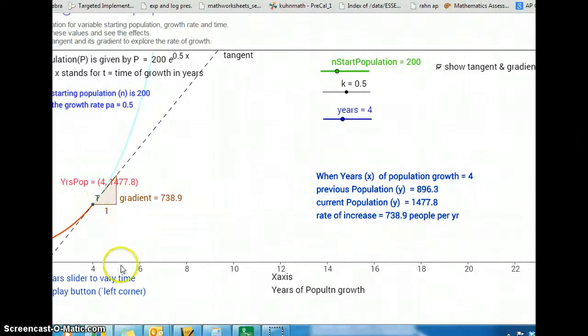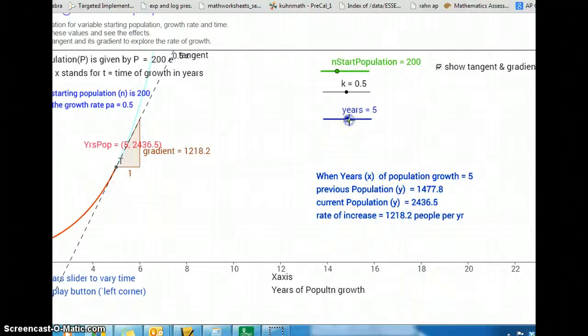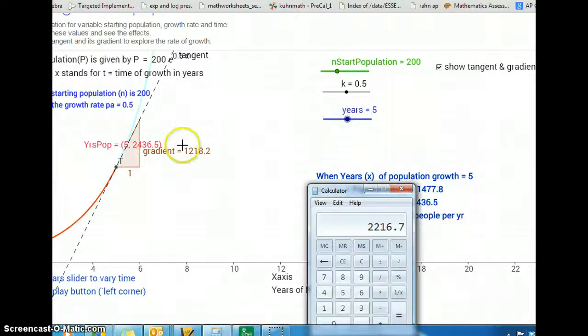So I could sort of anticipate what would be the number of people by the 5th year. So if I add 1,477.8 plus the 738.9, then by the 5th year I should be somewhere around 2,216. So let's see what we actually have. Let's compare these two numbers. By the 5th year, according to the model, we have 2,400.